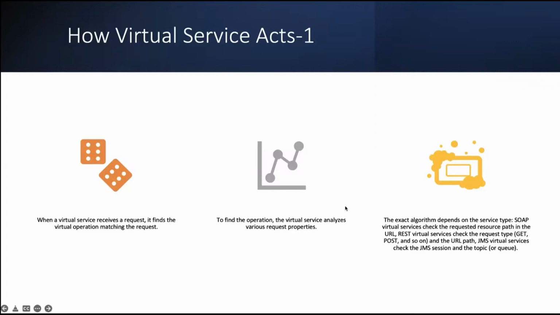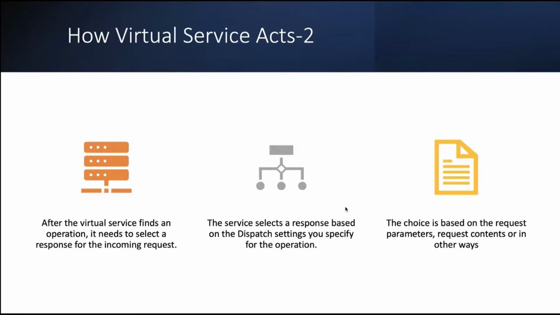Now I'll assume that fine, my virtual service has identified which operation. After identifying the operation, it needs to select the response for the incoming request. In yesterday's case study, we had multiple different JSON files which were responses, and we stubbed them for a particular request, URL pattern, method, and path param. It's the same thing here.